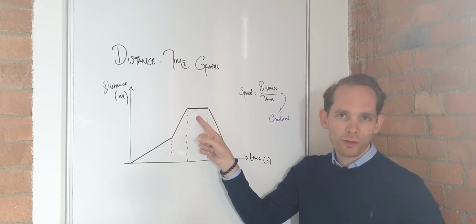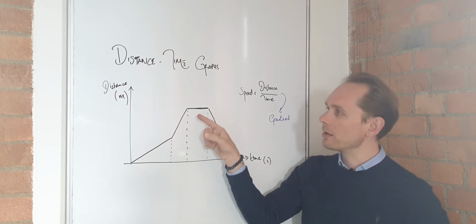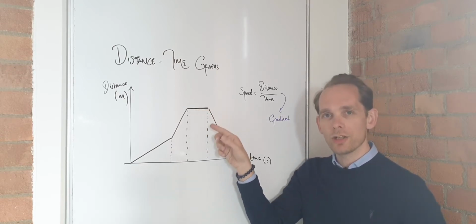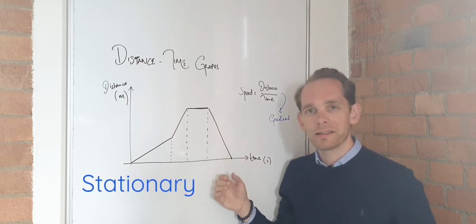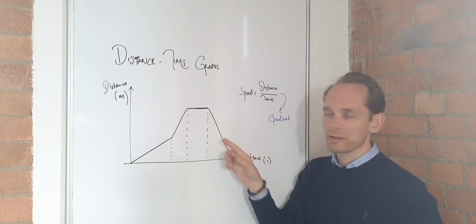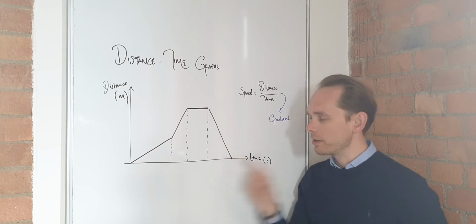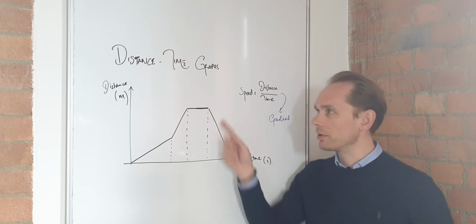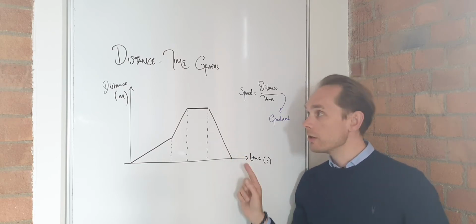Now, very often you're asked what's happening in this bit of the graph. Well, if the distance isn't changing, then the object is stationary. It's not changing distance during this period. And then in the last period, it's returning back to its starting point. That's why the distance is decreasing to 0 quite fast again.